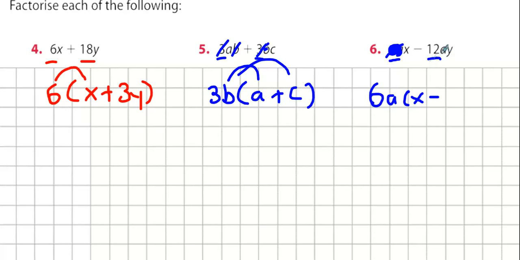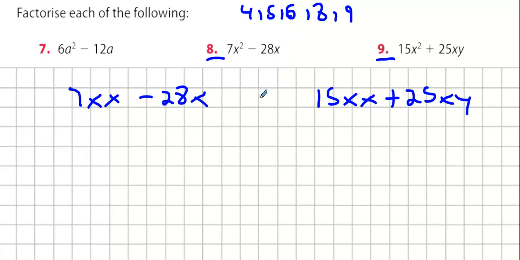And what was I going to do with the 12? I was going to divide it by 6. So what's left then? What's 12 divided by 6? 2. What letter did you take out? So what's left over then? So 2y. Multiply it back out. What's 6a times x? And 6a times 2y? 12y.